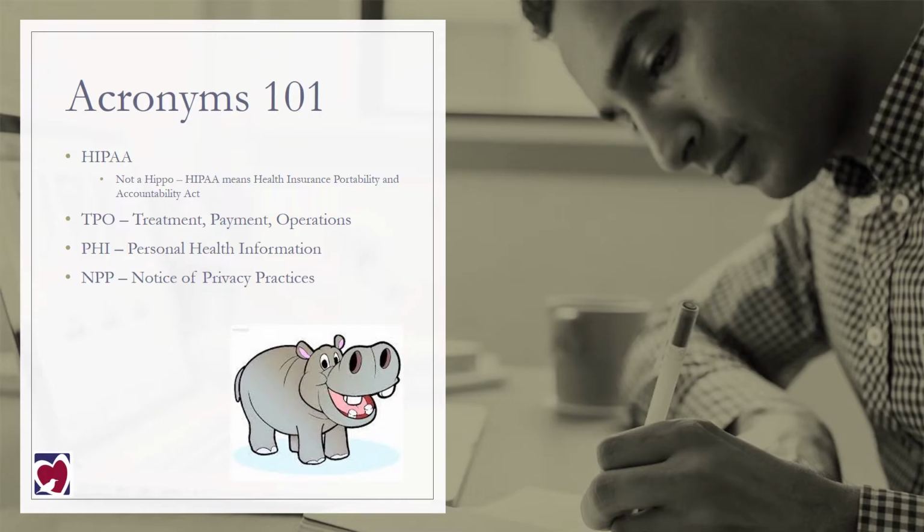First of all, let's talk about acronyms. What do all those letters mean? HIPAA, not a hippo. HIPAA means Health Insurance Portability and Accountability Act. TPO means treatment, payment, operations. PHI, personal health information. And NPP is notice of privacy practices. If you've had any dealings with medicine, you've probably heard some of these acronyms.